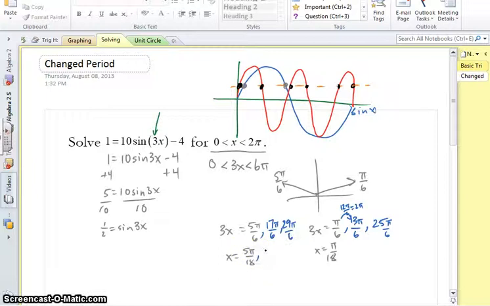And each one of these will give us a new solution that we get when we divide by 3. We have 13 pi over 18, 25 pi over 18, and that is where we can see the 1, 2, 3, 4, 5, 6 answers that we would have expected.